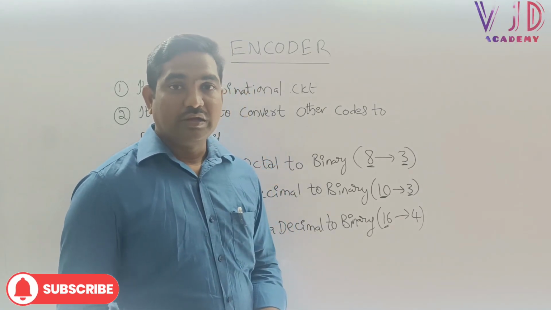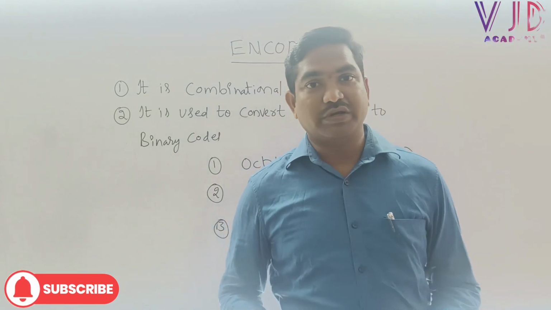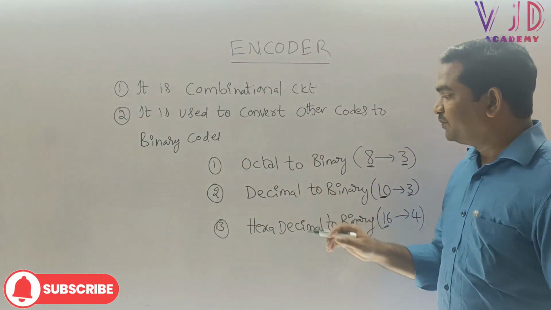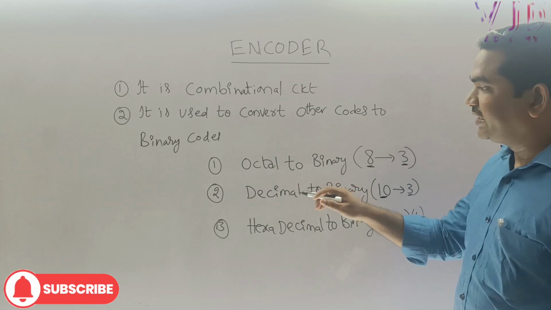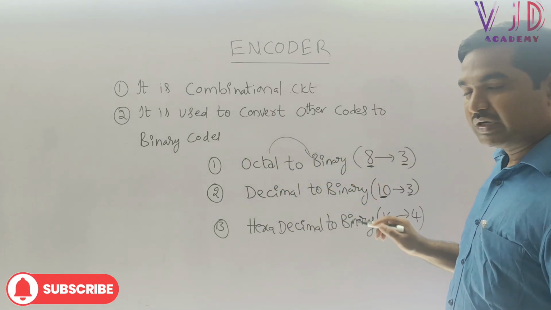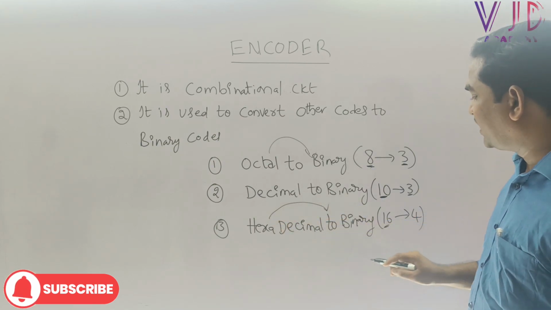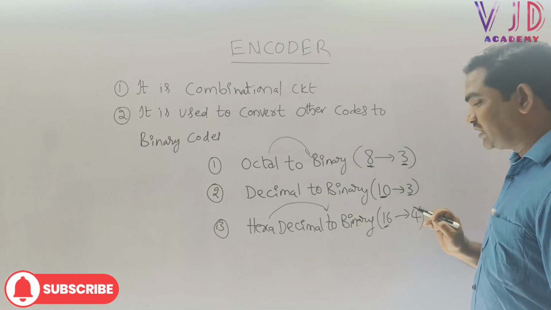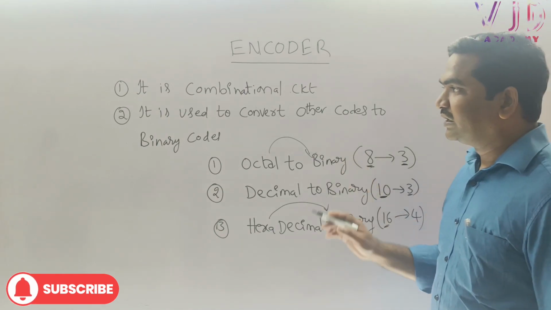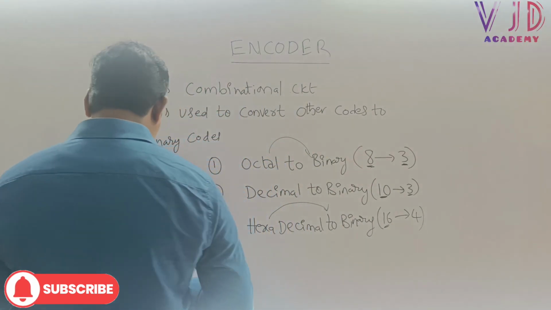Coming to encoder, it is not having a single input and it is not having a single output. It is having defined inputs. If it is converting octal to binary, it is having 8 inputs and 3 outputs. When it is converting hexadecimal to binary, it is having 16 inputs and 4 outputs. That is the speciality of encoder. And now let us try to see one more thing here.